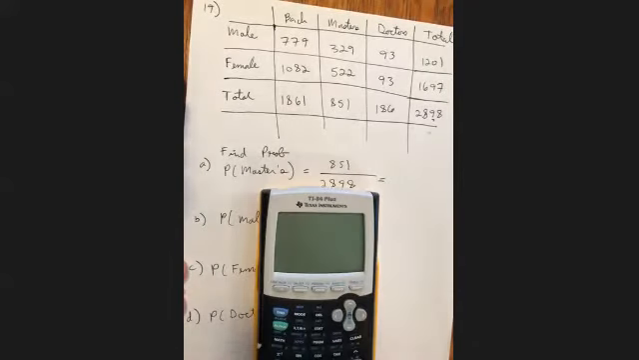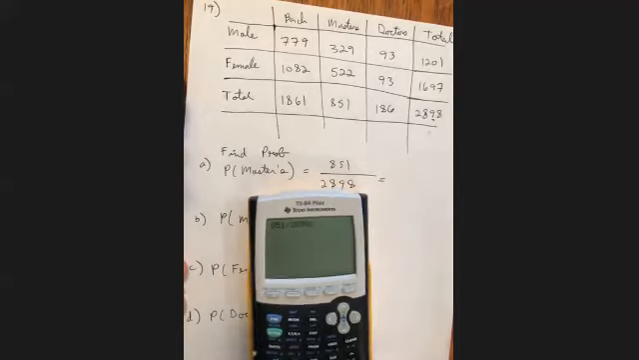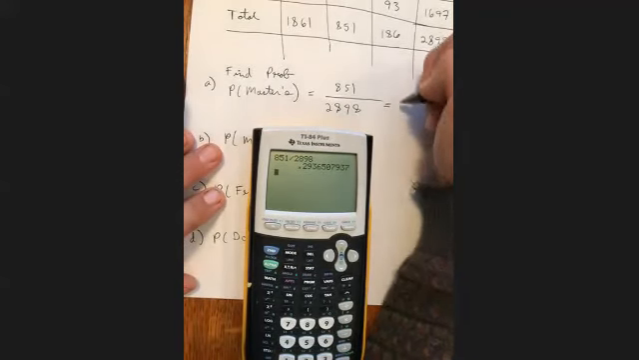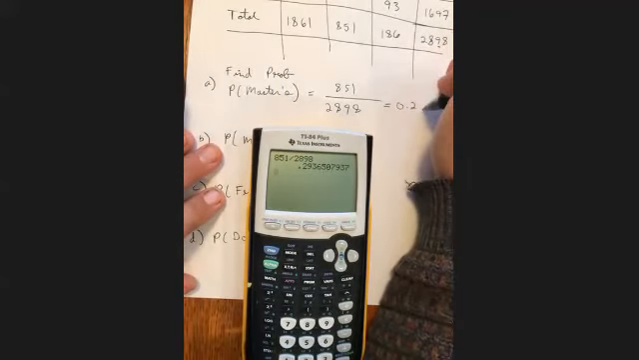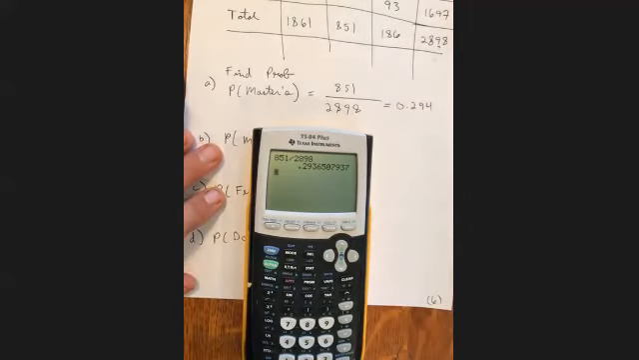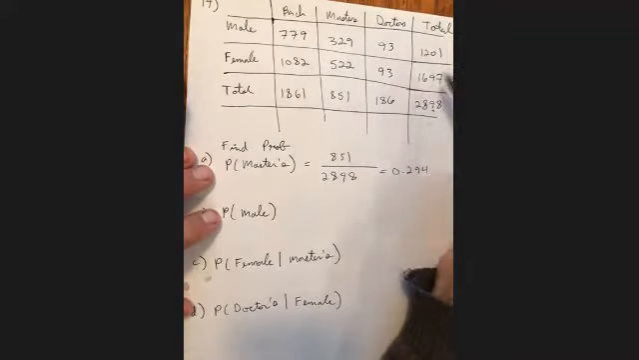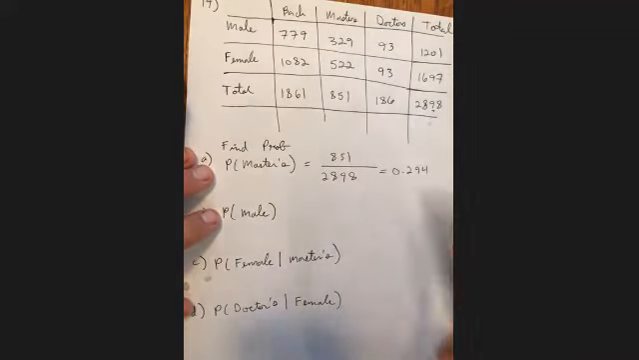So punch that in the calculator. 851 divided by 2,898, and we get about 0.294. So we use the total in the master's column and the grand total for the simple probability.